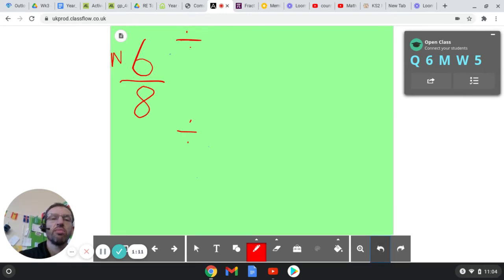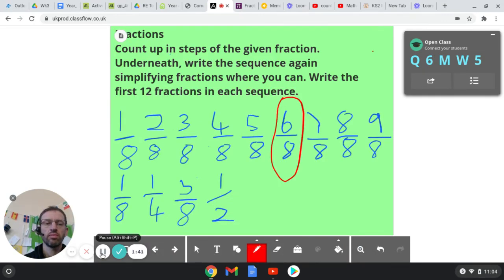Could divide the number on top by 2. That will work. 6 divided by 2 equals 3, and 8 divided by 2, remember it has to be the same digit on the top and the bottom, 8 divided by 2 equals 4. So that is 3/4. So using maths rules, another way to do this would be to divide the numerator and the denominator by the same number. So that would make our 6/8 3/4.